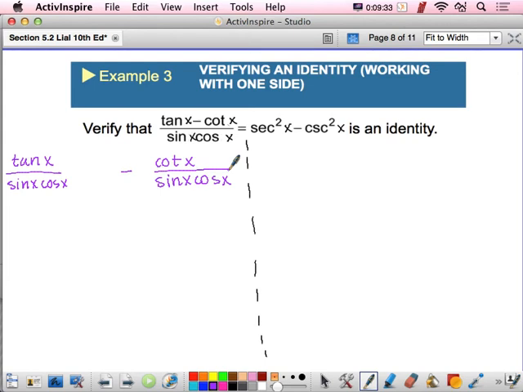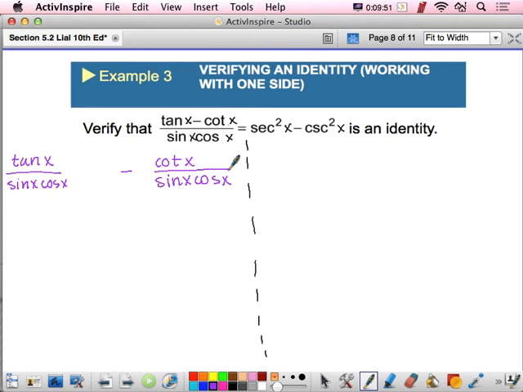But I do know that if I change the tangent and cotangent to sines and cosines using their quotient identities, maybe something will cancel. I mean, not the reciprocal, the quotient identities. Yeah, the quotient identities. That maybe something will cancel. So you guys want to try that?